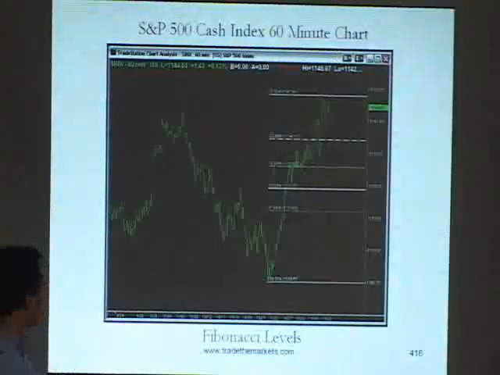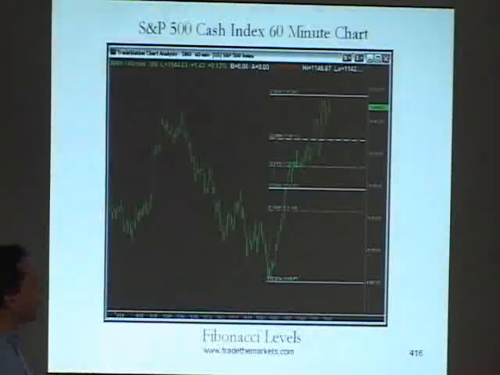And then you can also just drill down to the 60-minute. I do like these on a 60-minute. Below a 60-minute, I'm really not interested, because below a 60-minute, I'm really focusing more on the pivots anyway.